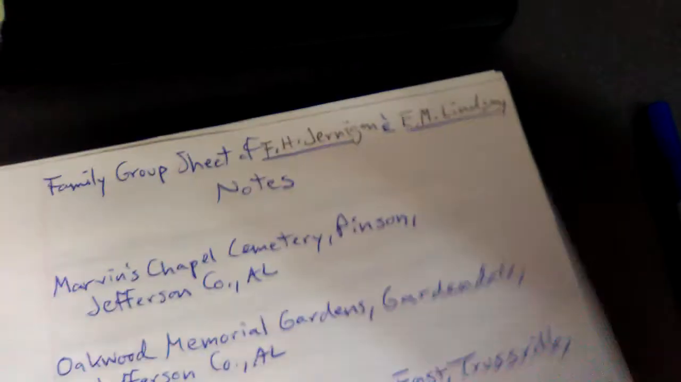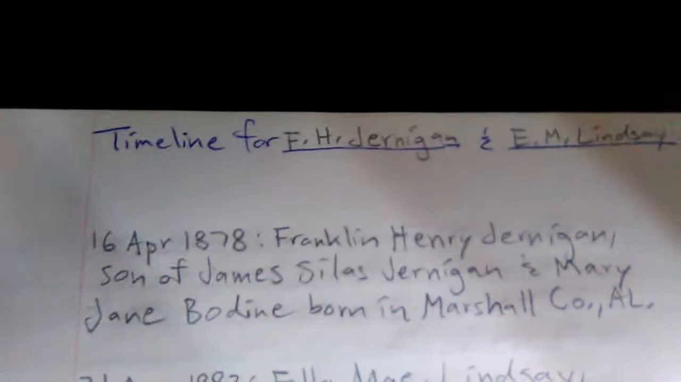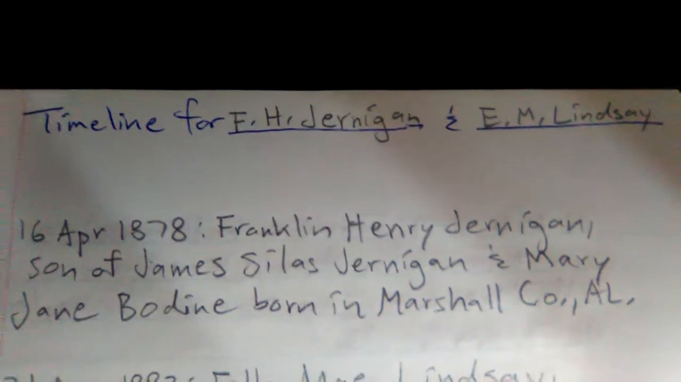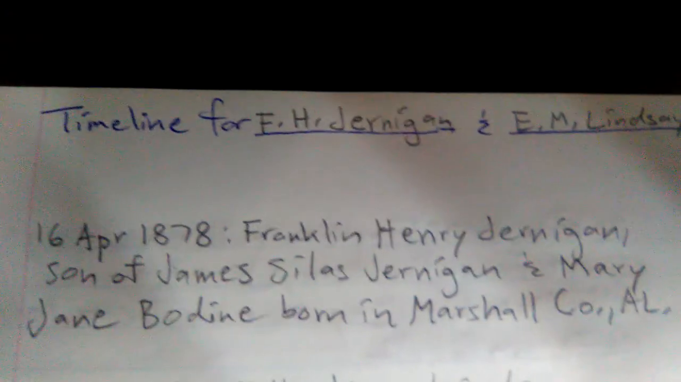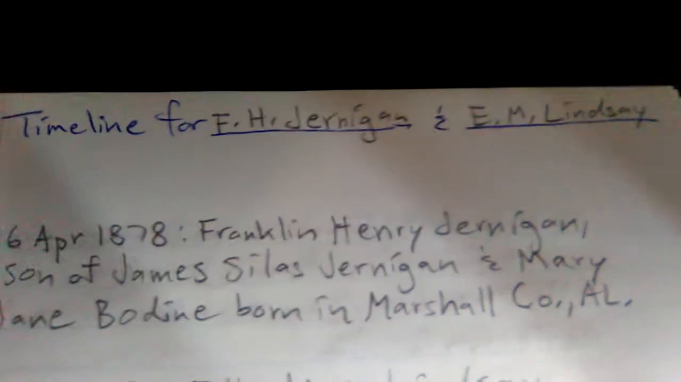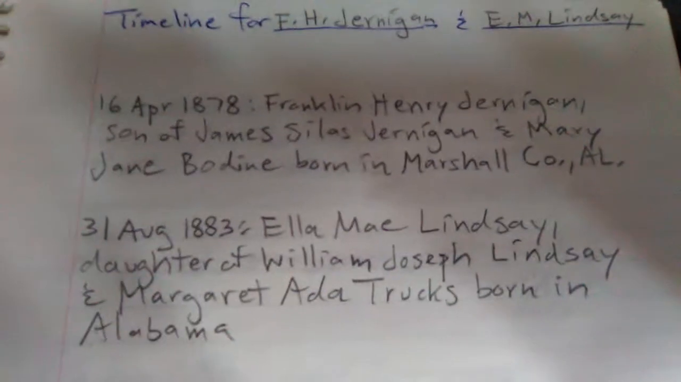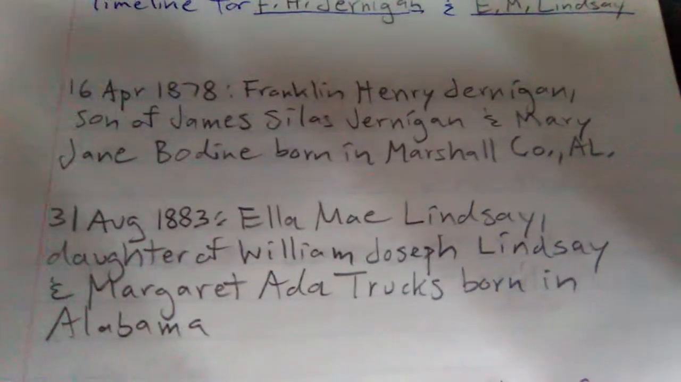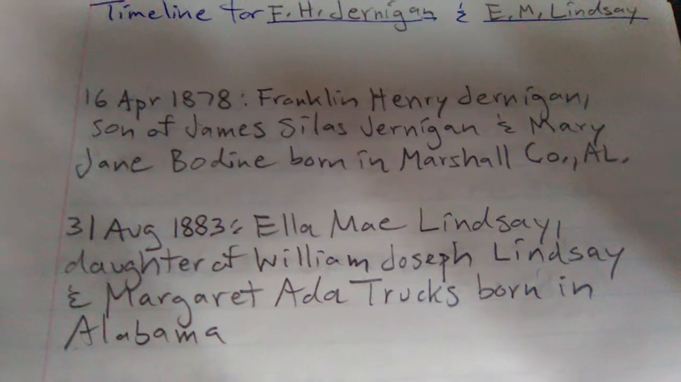So what you would do in reference to your timeline, you would start with the earliest date, and that normally would be the birth of the oldest person, the father or mother in this case. And so there I've got 16 April 1878, Franklin Henry Jernigan, son of James Silas Jernigan and Mary Jane Bodine, born in Marshall County, Alabama. And then the next date that I have is 31st August 1883, Ella Mae Lindsay, daughter of William Joseph Lindsay and Margaret Ada Trucks, born in Alabama.